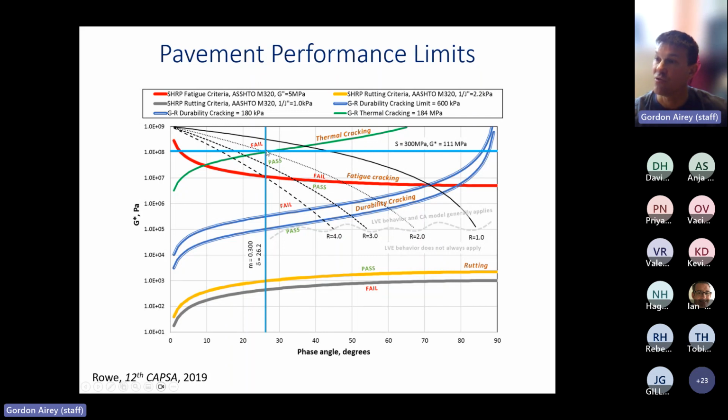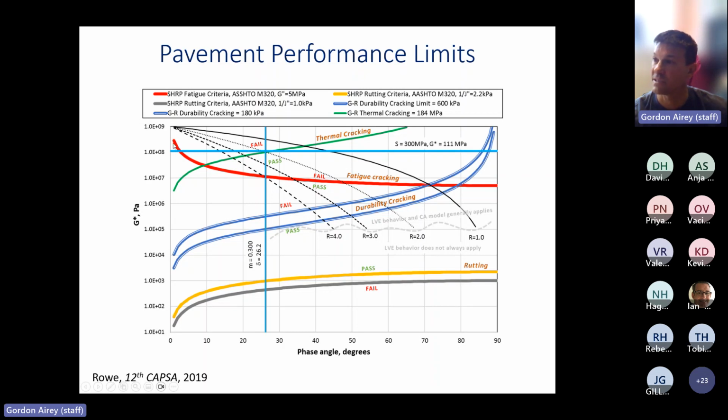If we took that value, we could work out what the Glover-Rowe parameter is for that particular value, which is 184 megapascals, and then we could produce that graph there. And so that's a thermal cracking line. So where this was durability cracking for aging, we now have ability on the black space diagram to actually have a performance requirement for thermal cracking. If our material is below, it passes. If it's above that green line, it will fail.